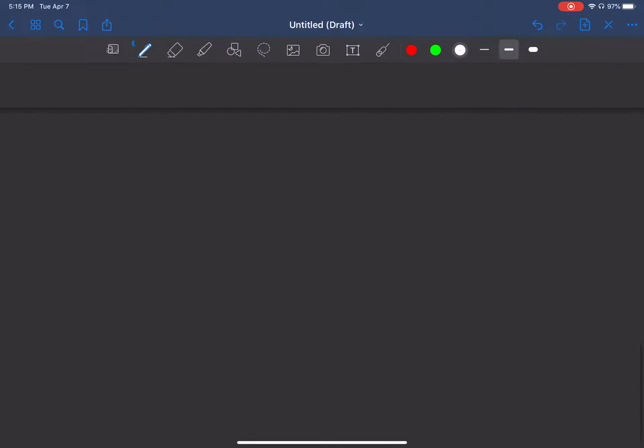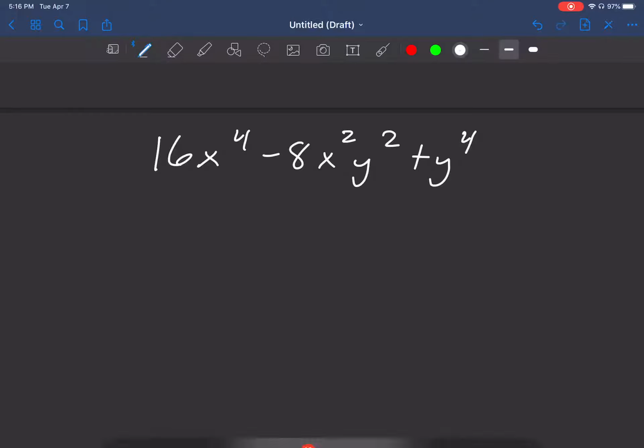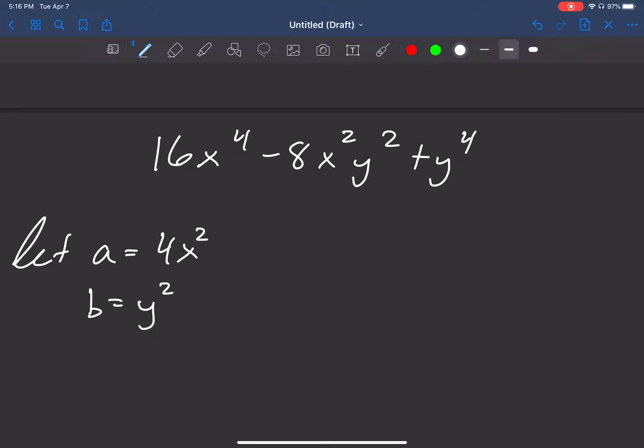Now let's look at another one, right? Let's say we have 16x to the 4 minus 8x squared y squared plus y to the 4. All right, so let's see. We have a minus, we have two squares, we have something that probably could be a square. Let's say we let a equal, well, this is 4x squared. We let b equal y squared. What's a squared? Right, ask yourself, what's a squared and b squared equal?